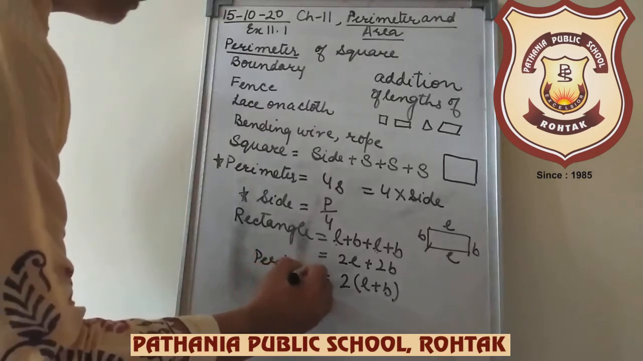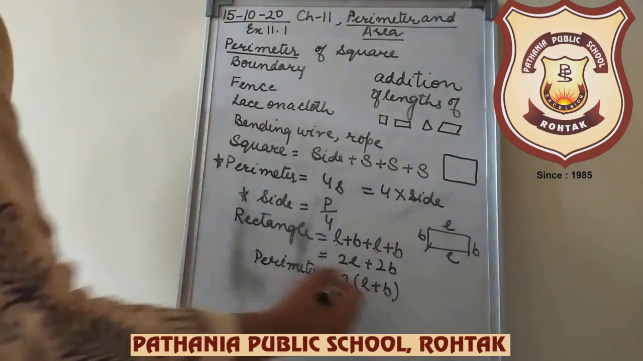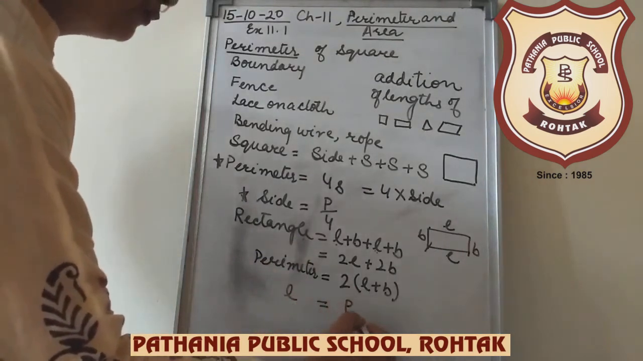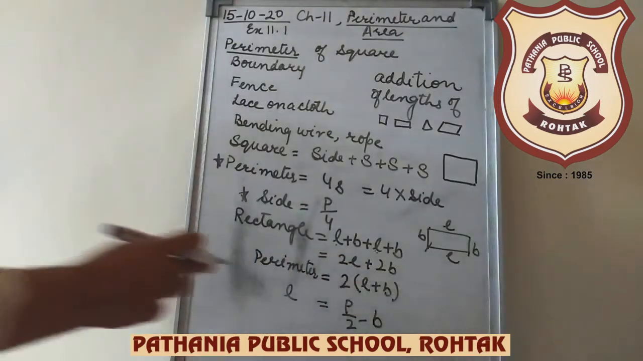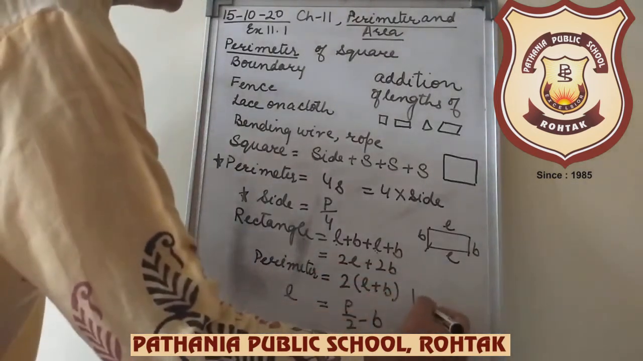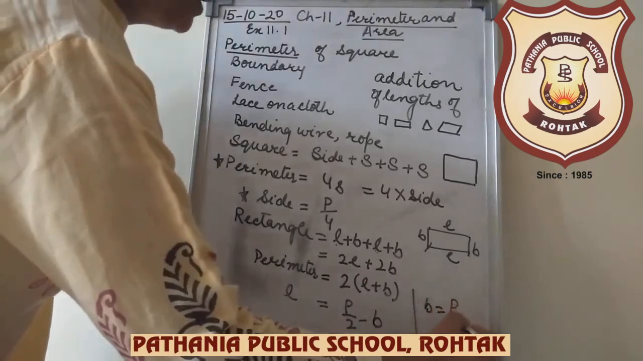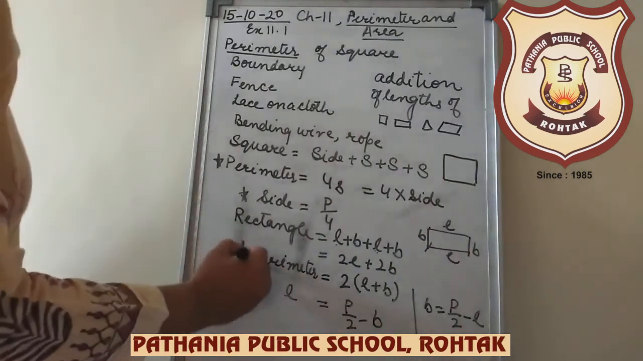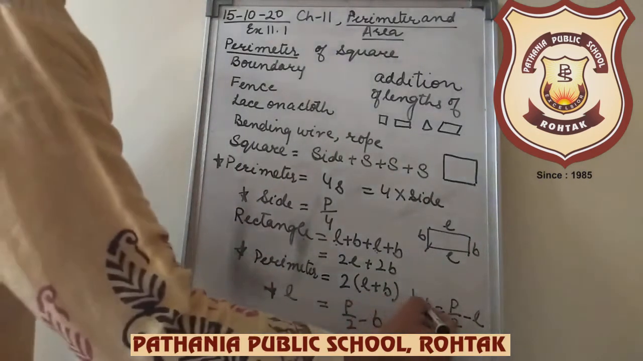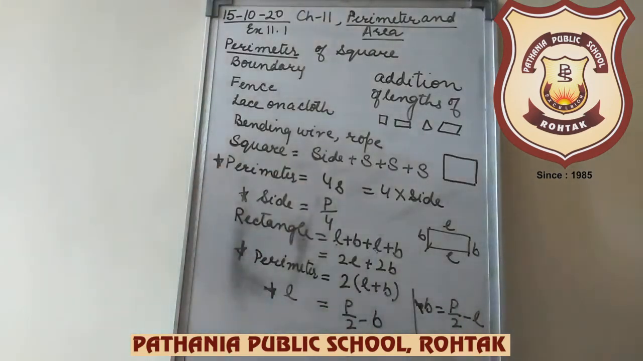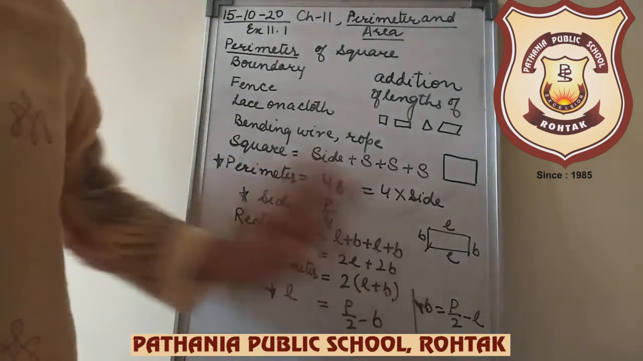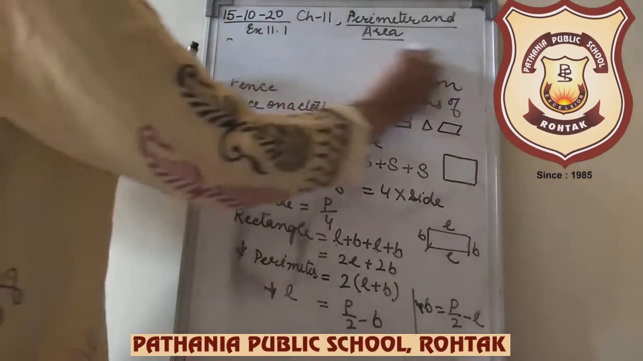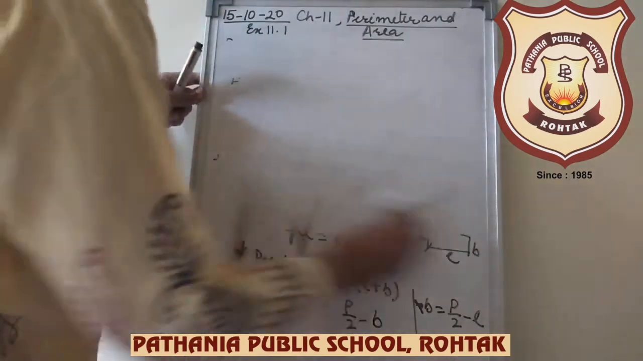This is perimeter of rectangle, and if you have to calculate length, perimeter upon 2 minus breadth is the length. Similarly, breadth is perimeter divided by 2 minus the length. Okay, so these are the formulas for your perimeter, the length and breadth separately if you have to find out when the perimeter is given. Clear? Now we'll come to the area.